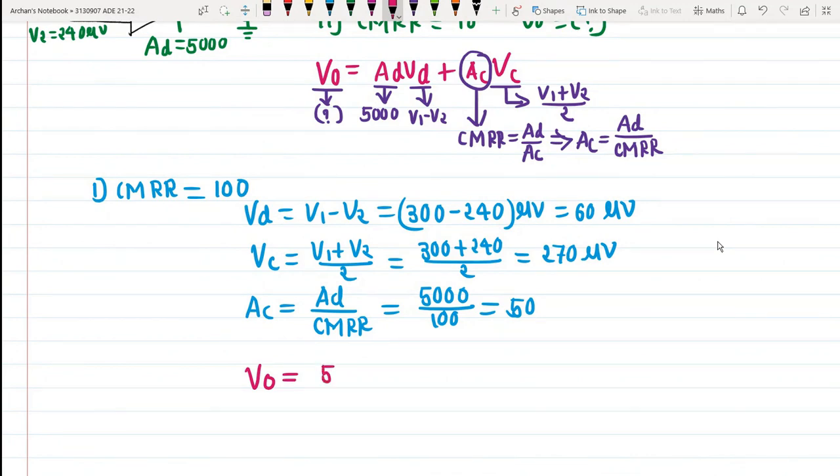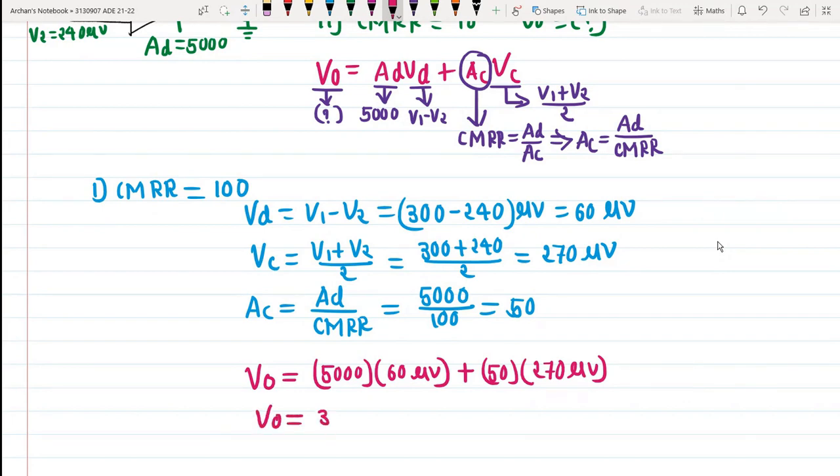AD is equal to 5000, VD is equal to 60 microvolt, plus AC is equal to 50 and VC is equal to 270 microvolt. And the final answer will be 313.5 millivolt. Okay, that should be our first answer when the value of CMRR is equal to 100.